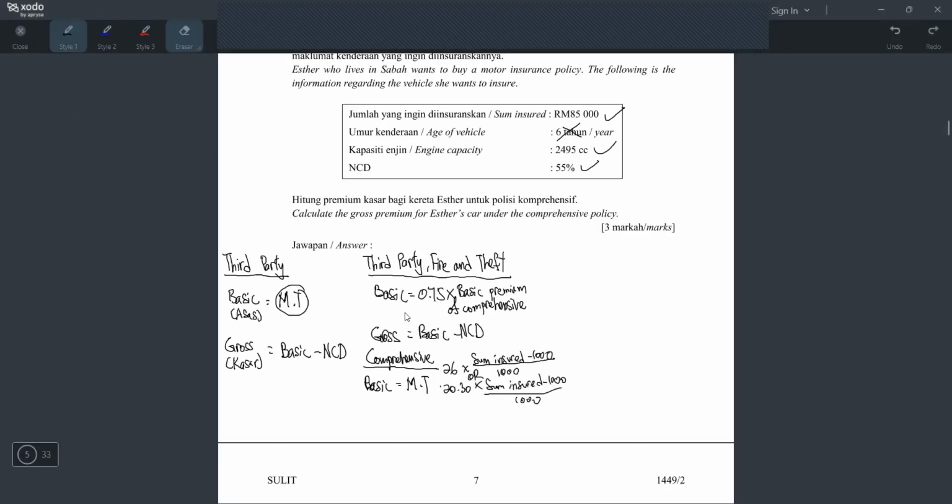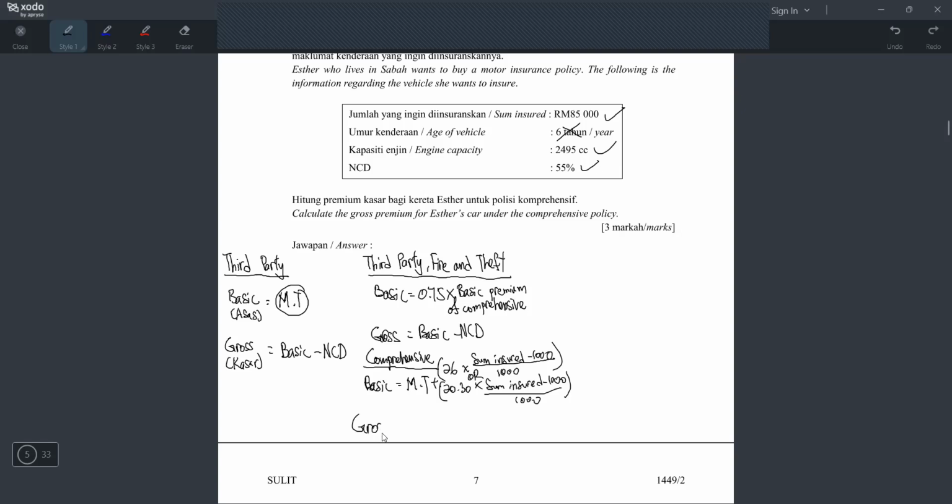Sorry. This one is plus. Okay. So it's either you plus with this or you plus with this, depending on where you stay. If the person is on Peninsular Malaysia, Semenanjung, then it's 26 lah. Then we follow the 26 one. But if the person is in Sabah Sarawak, then you have to follow the down one, which is the 20.3. Darab sum insured minus 1,000 divide 1,000, like that.